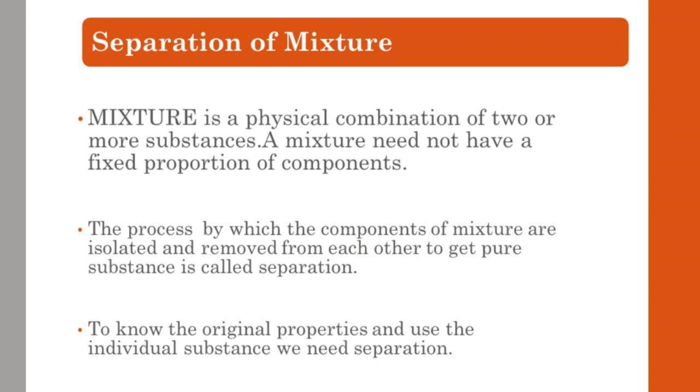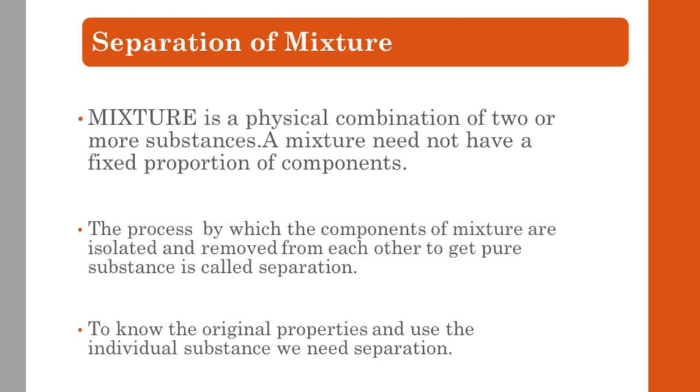Air is a mixture because it contains oxygen, nitrogen, carbon dioxide, water vapor, noble gases, and other gases. Milk is also a mixture. It contains water, fat, protein, etc. So, what is a mixture? A mixture is a physical combination of two or more substances. A mixture need not have a fixed proportion of components.